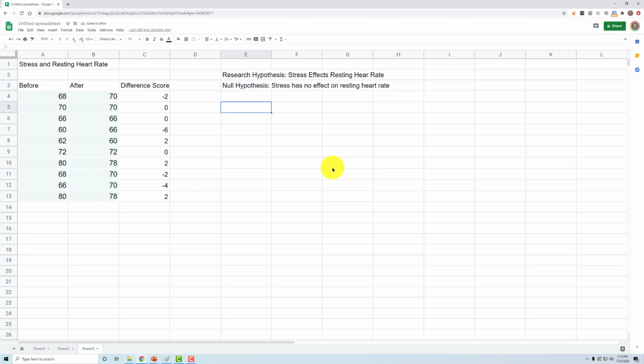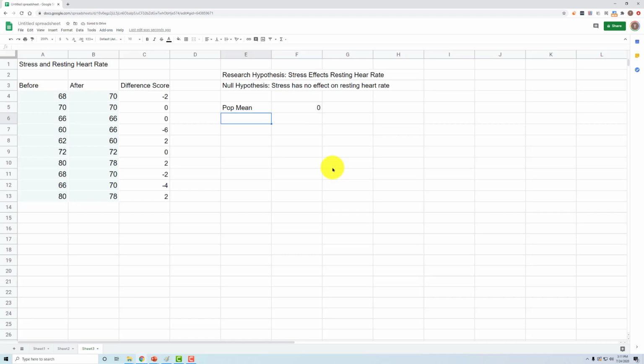So now I need to determine the comparison population characteristics. Well, I haven't given us a population mean. It turns out that we don't need one because we asked the question, if the null hypothesis is true, what would the mean difference score be? If stress had no effect on resting heart rate, we would expect the mean difference score to be 0, right? No difference. So my population mean in the dependent t-test is just 0.